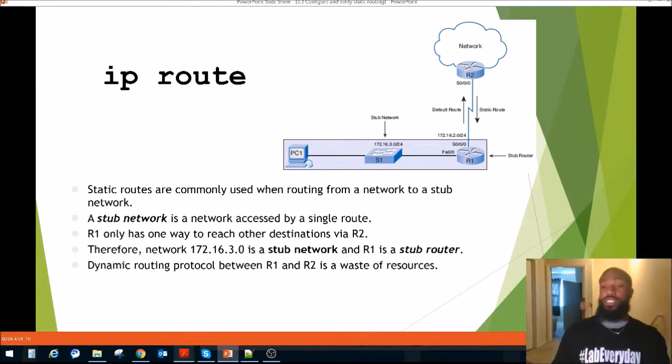You may ask, what's a stub network? If you're a fast reader, you already read these bullet points. A stub network is where there's just one way to get to that location, and that's where a static route will come in. There's no other way to get there. You just manually type it into your configuration, and that tells the router to send all the traffic to that location.